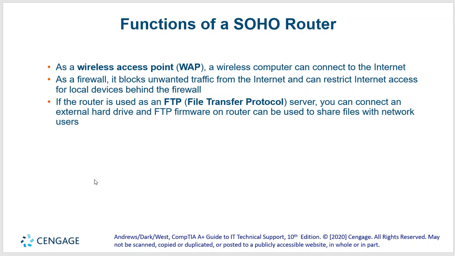If your router is using FTP, file transfer protocol, you can connect an external hard drive, and the FTP firmware on the router can be used to share files with network users. So if you want to connect an external hard drive to your router, anyone in the house can then access that hard drive and watch movies. So you've basically got a media server within your router.